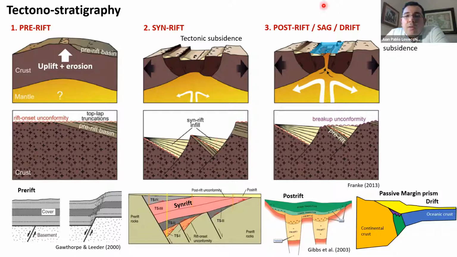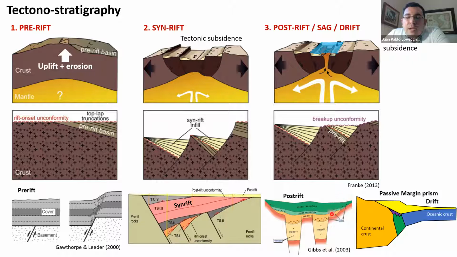Finally, once rifting has stopped, active extension has stopped, we saw before that when we stop extension, the system cools down, and this cooling produces subsidence, but in this case, not fault bounded, but subsidence more largely distributed. Normally, sediments of the post-rift tend to onlap the basin borders outside of the half grabens or the grabens, and here we need to differentiate two end cases.